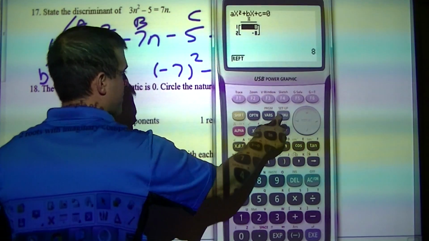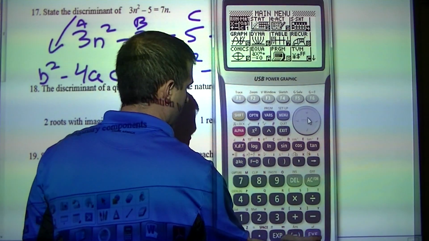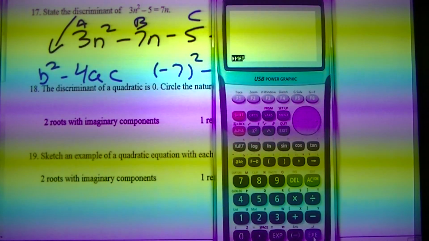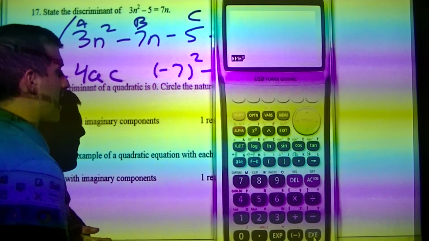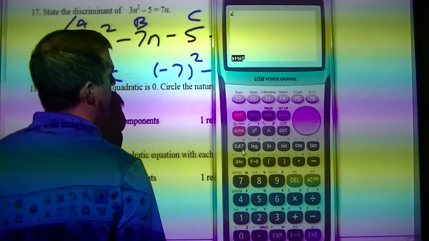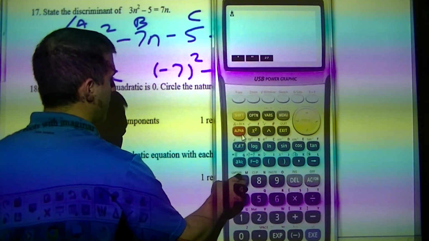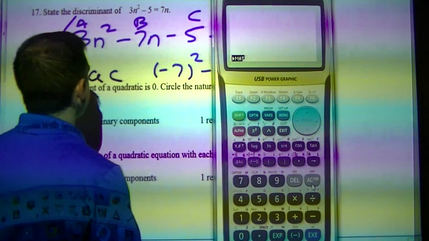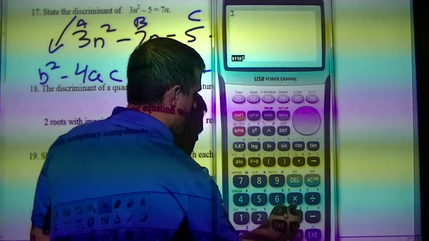Let me go back to menu. If you want, you can always substitute them that way. Let me show you. If you store, shift alpha, I'm getting ahead of myself. A is 3, so 3, arrow.